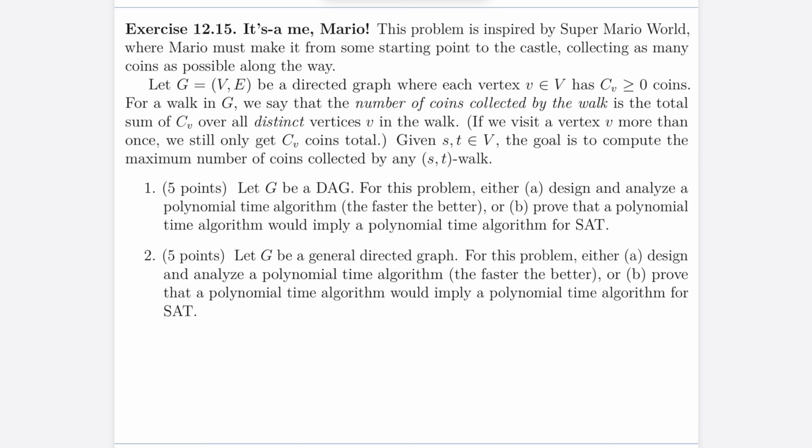Imagine you have a vertex and there's coins on all the vertices. And you start at a vertex and you want to walk around the graph collecting as many coins as possible. Okay, but once you visit a vertex, you can't recollect it. So you can revisit a vertex, but you only get the coins once. So the question is, what's the maximum number of coins you can take walking through this graph? You can pick anywhere you want to start, you can pick anywhere you want to end, but you want to get as many coins as possible.